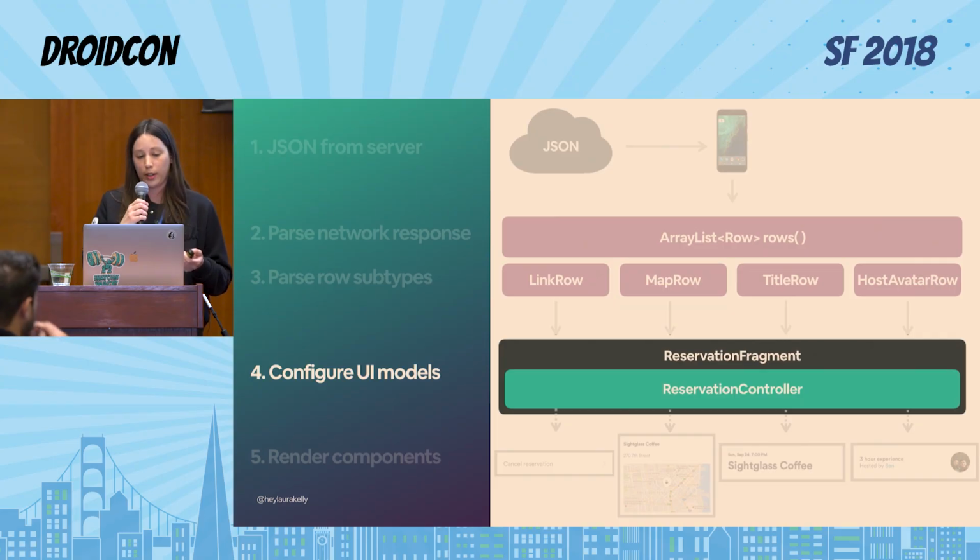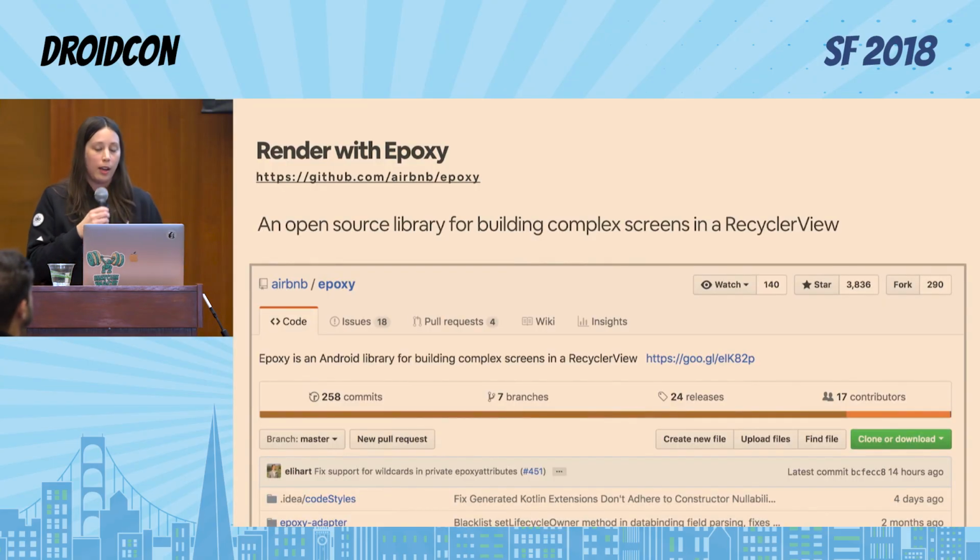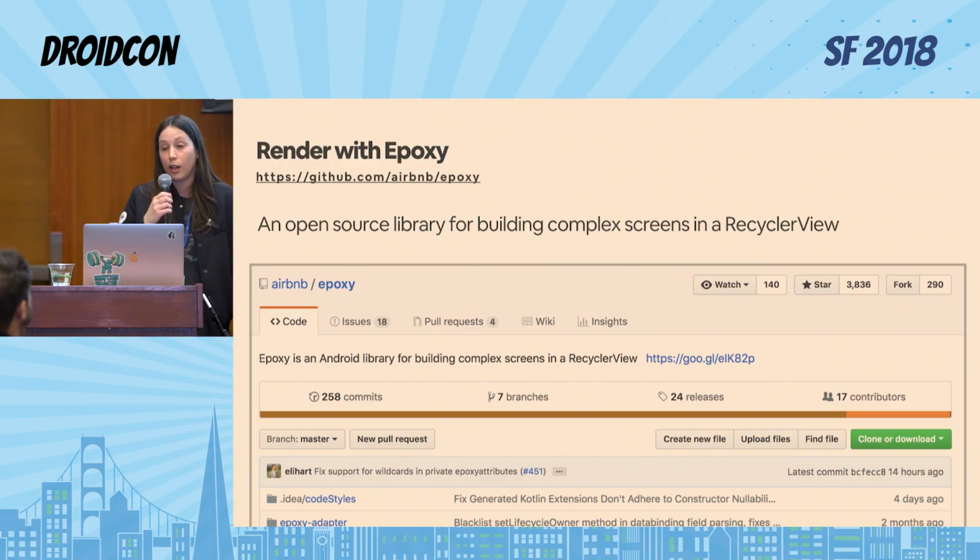Let's take a closer look at this next step where we configure the UI models. At Airbnb, we have a library called Epoxy that's open source. I won't go into it too much because it really could merit its own talk, but essentially it's a library for building complex screens in the recycler view. It has a really nice declarative syntax, so it makes it easy to have one screen that supports a lot of different types of views, but only some of those views are actually rendered. So we're using Epoxy in this case to build out the reservations code base.